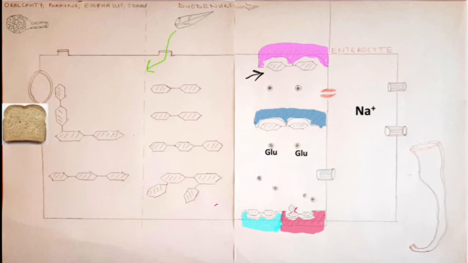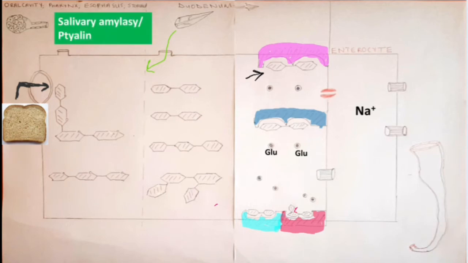So I told you about this slice of bread. We are going to break it down, because we want pure glucose in the blood at the end. So firstly, you eat this slice of bread. You chew, that's your mechanical digestion, and you mix it with saliva using the tongue. In saliva, we have a specific enzyme for digestion of starch.